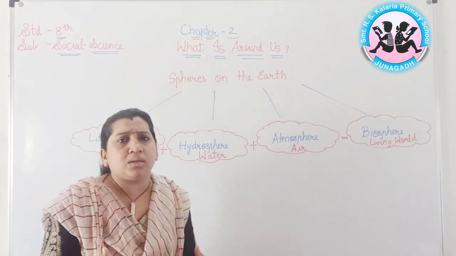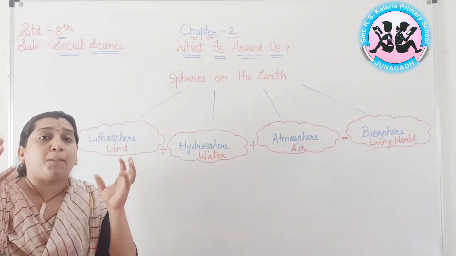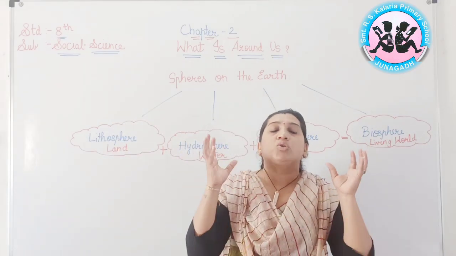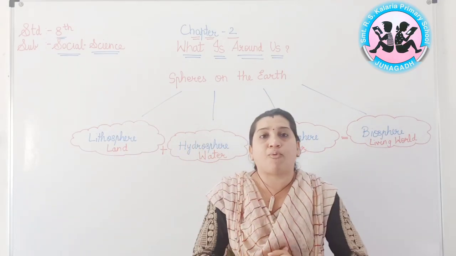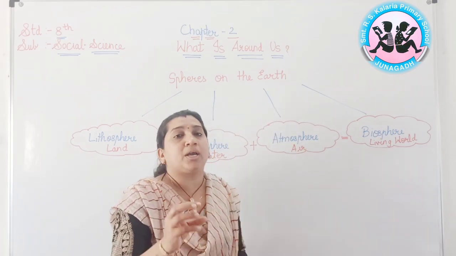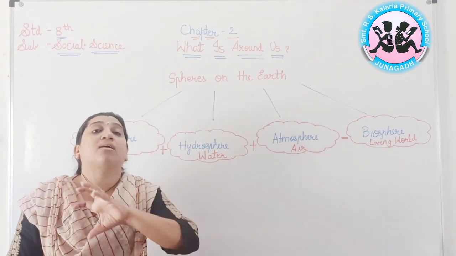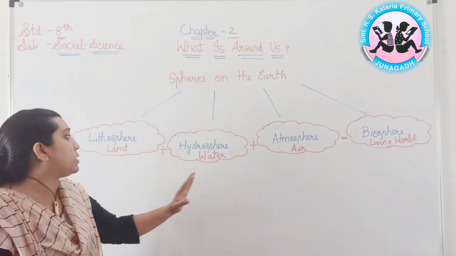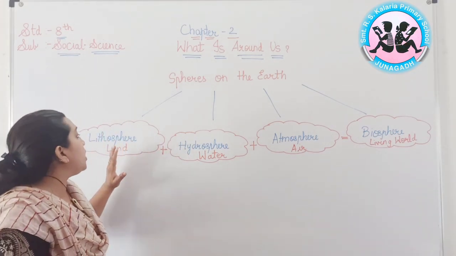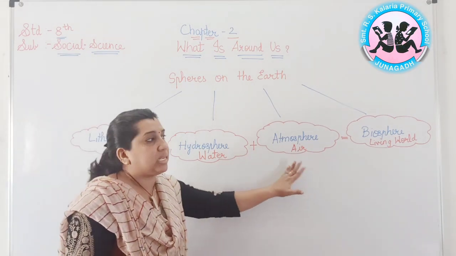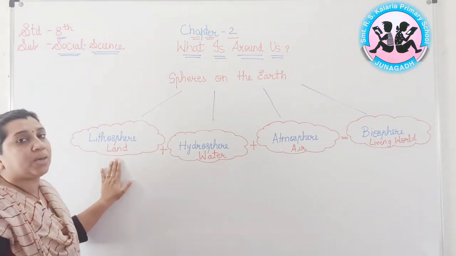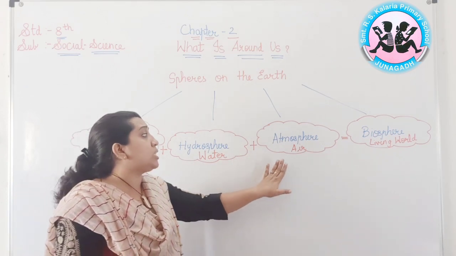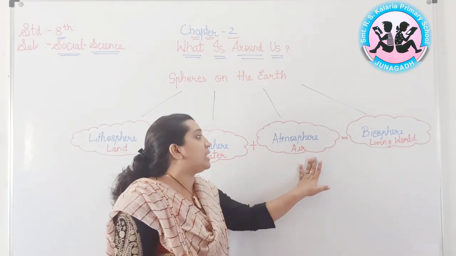Now for thousands and millions of years, the part of the sun cooled down, because the sun is itself a ball of fire. So a piece of the sun got detached and got converted, again I want to tell you, into the 3 forms: solid, liquid and gaseous. Solid means lithosphere, that is land. Liquid is hydrosphere, water. Gaseous form is atmosphere, that is air.